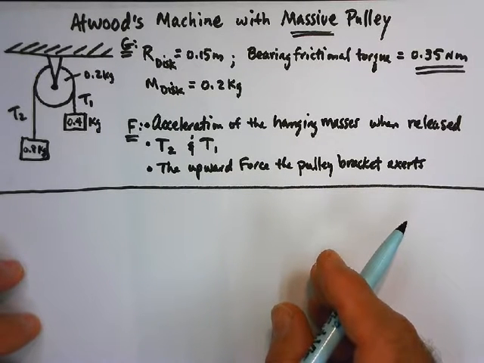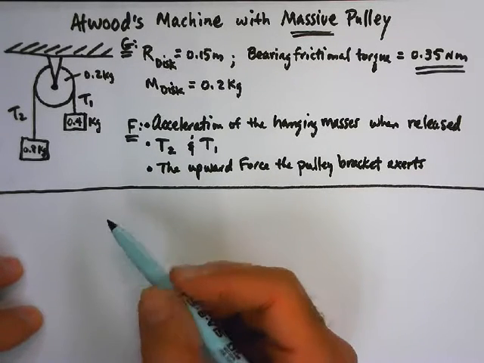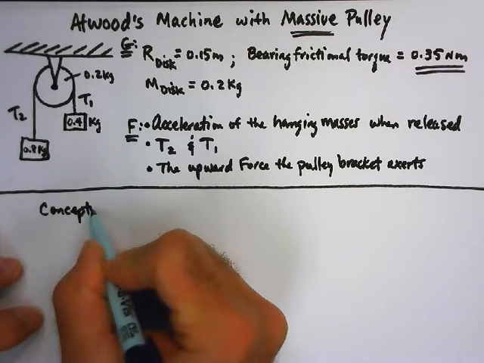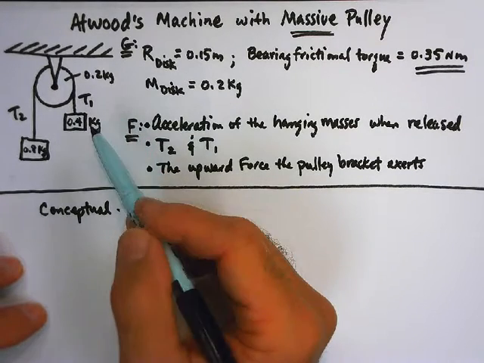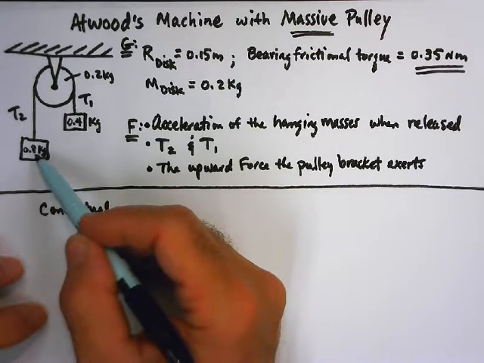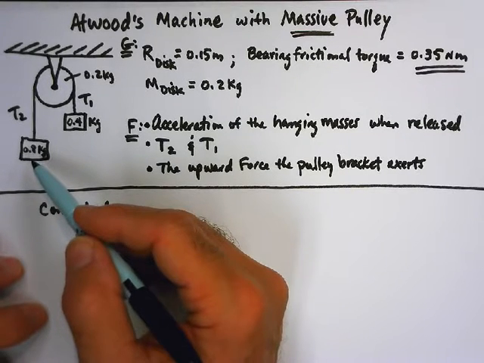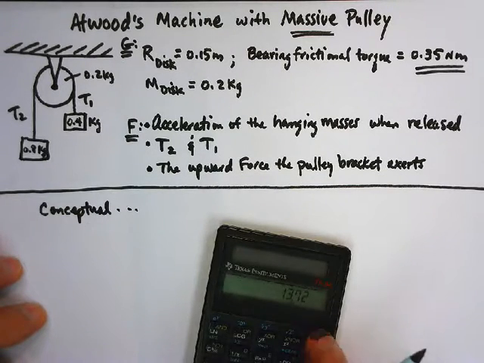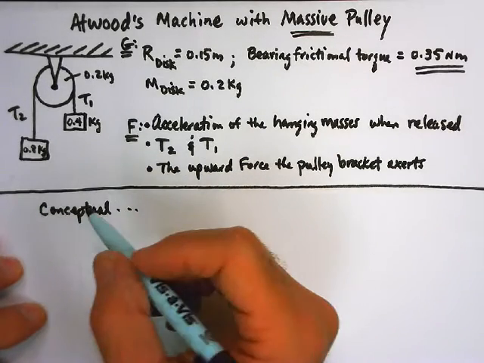Before we get into that, though, let's think conceptually as to how big some of these forces are. Okay, so let's take a conceptual approach first, and let's take a look at this right here. This is a 0.8 kilogram mass. We're just doing it conceptually. Okay, so the weight would be mg.